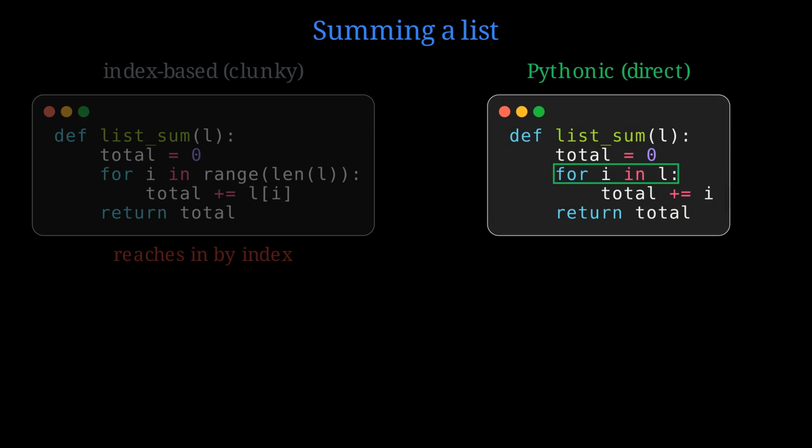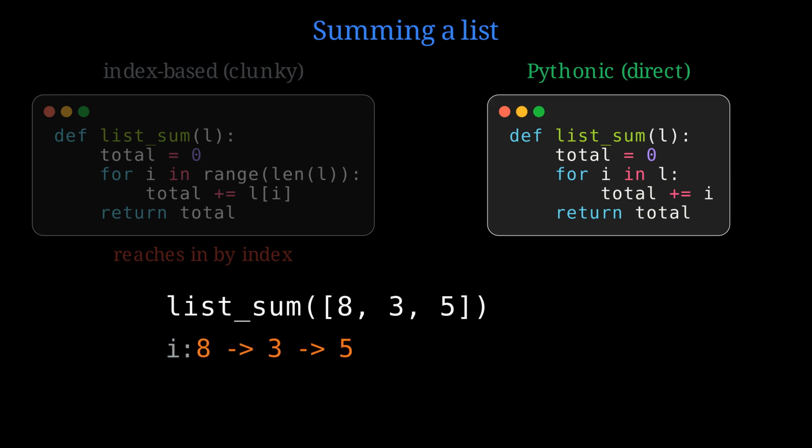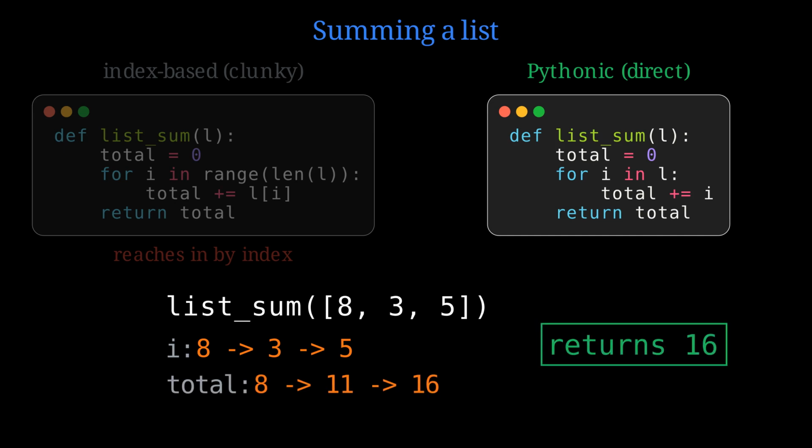Wrap it in a function called listSum that takes a list and returns the total. Run it on the list 8, 3, 5. The loop variable takes on 8, then 3, then 5, and the total grows to 16. No indices, no square brackets, just the values themselves. The direct style adapts with almost no effort.